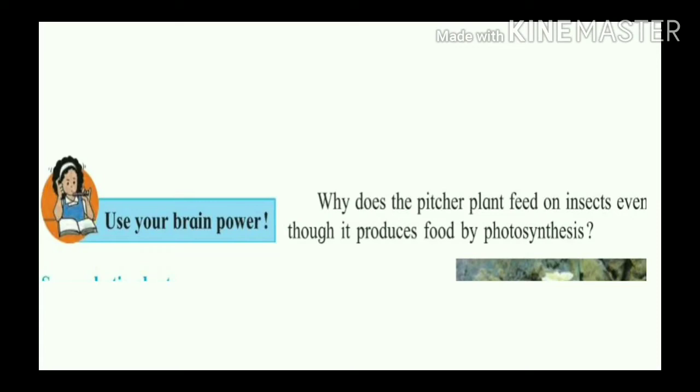Use your brain power. Why does the pitcher plant feed on insects even though it produces food by photosynthesis? Right question. If it can produce food by photosynthesis, why do they feed on insects? Pitcher plants grow in soil that is deficient in nitrogen. And children, everyone knows plants require nitrogen for building up proteins. To overcome this problem, the pitcher plant feeds on insects.